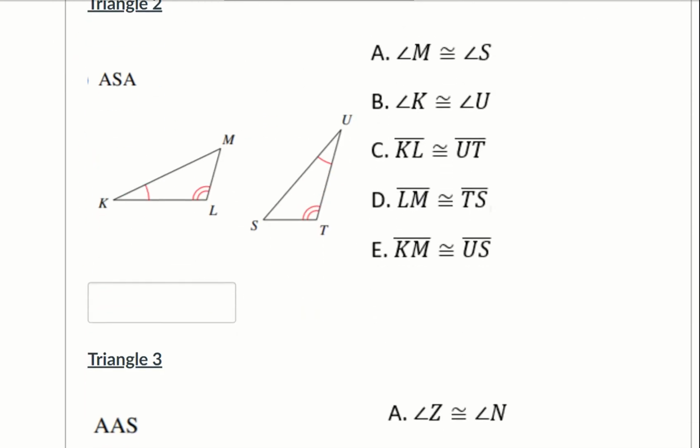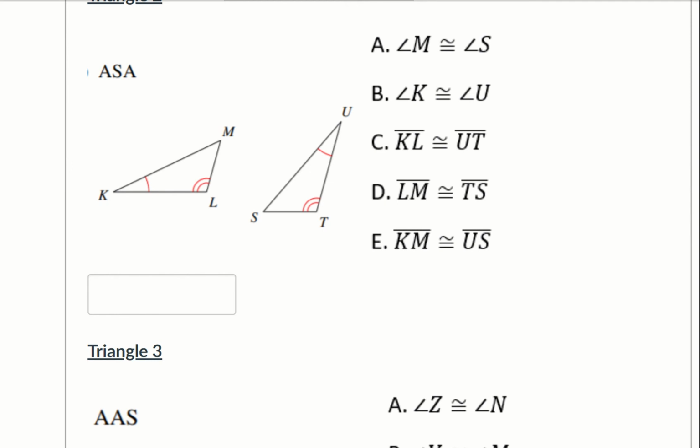And then triangle 2, we want angle, side, angle. All right, so we got an angle corresponding to an angle here. We got another pair of corresponding angles, but since we're doing ASA, we need to know the side in between them. So we need to know that this side is congruent, and that will give us ASA. Okay, so we need to know that KL is congruent to UT.